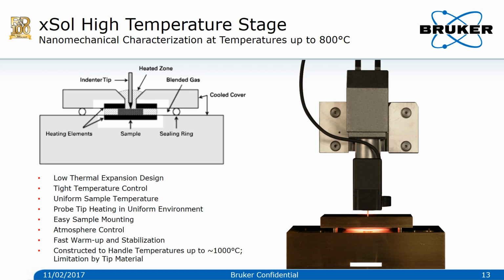We are using an atmosphere control, a shield gas of 95% nitrogen and 5% hydrogen. This shield gas is fed in between the bottom part of the stage and the covering heater of the stage and is protecting the sample and the diamond tip that is used for the indentation.